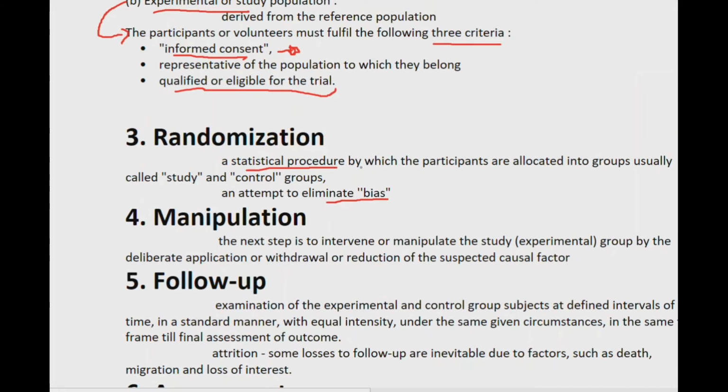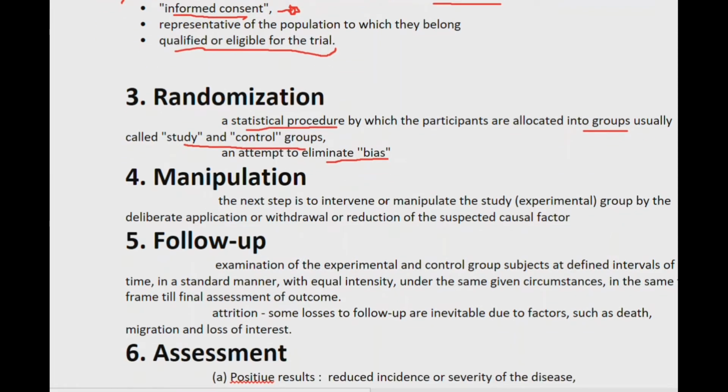Randomization means a statistical procedure by which the participants are allocated into groups, usually the study and the control groups. It is an attempt to eliminate the bias. Okay, this is the third step.